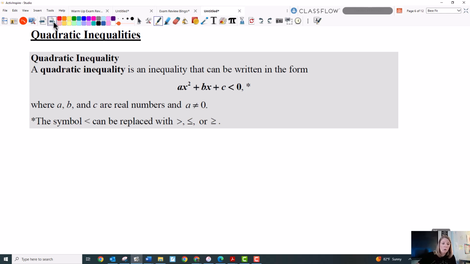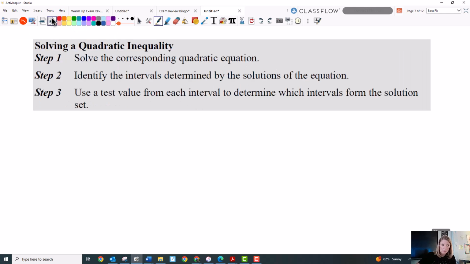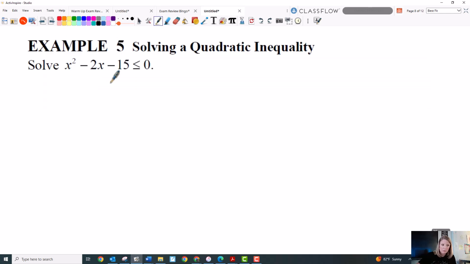Okay, we're on quadratic inequalities. You can read the steps. I'm just going to go. Step 1, factor. What multiplies to give you negative 15 and adds to give you negative 2? That's going to be negative 5, positive 3. Step 2, I'm going to pretend to solve it. I would get 5 and negative 3 if it was equal.